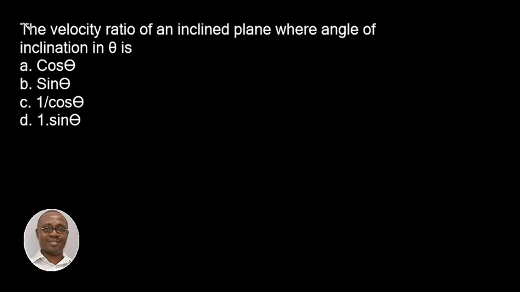This is JAMB Physics 2017 and the question goes thus. The velocity ratio of an inclined plane with an angle of inclination theta is... Let us make a quick diagram of this. This is the inclined plane and this is the angle theta.